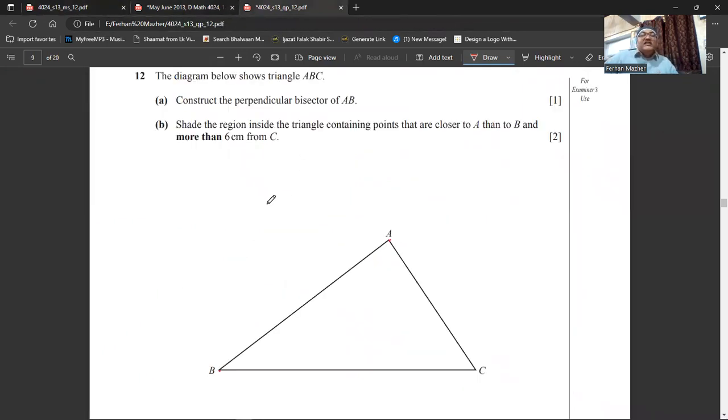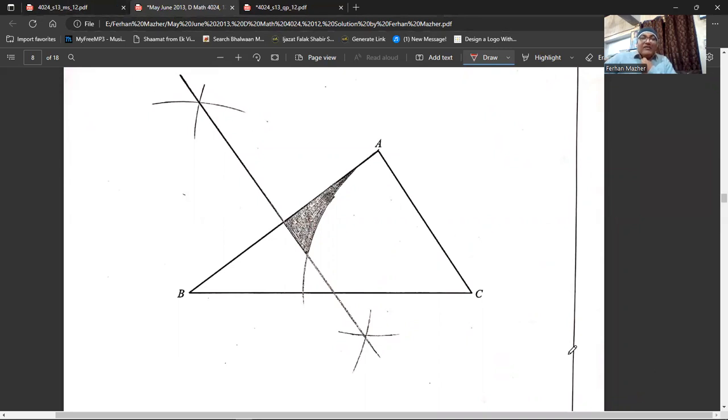Then they say shade the region inside the triangle containing the points that are closer to A than to B and more than 6 centimeters from C. This sentence means that we have to draw a circle of 6 centimeter radius at the point C. So I will put my compass on the point C, open the compass 6 centimeter and draw this arc.